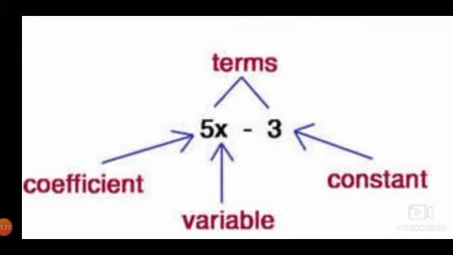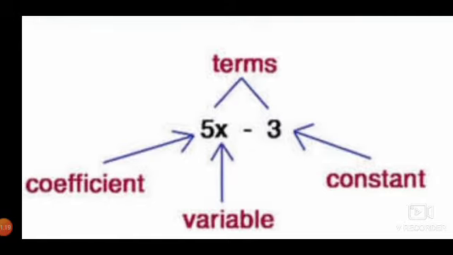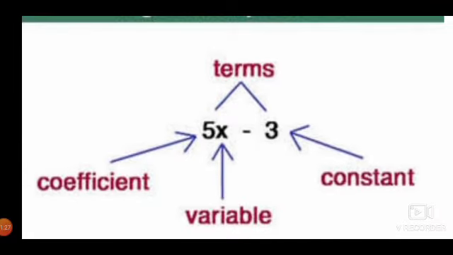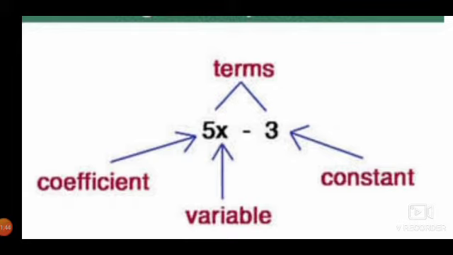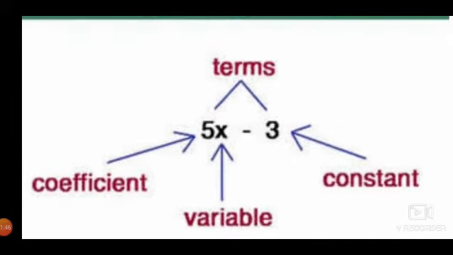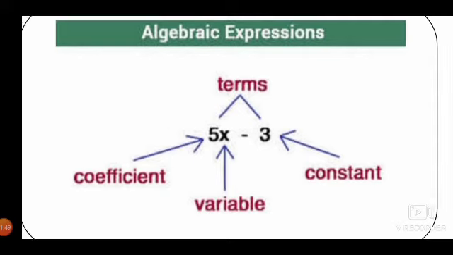Now what is a constant? Constant means any number that stands alone. So in this expression, minus 3 stands alone, that is known as a constant. So terms means 5x and minus 3, so there are two terms involved. Coefficient means the number attached with the variable. Variable means English alphabets: x, y, z, a, b, c. Constant means the number that stands alone.